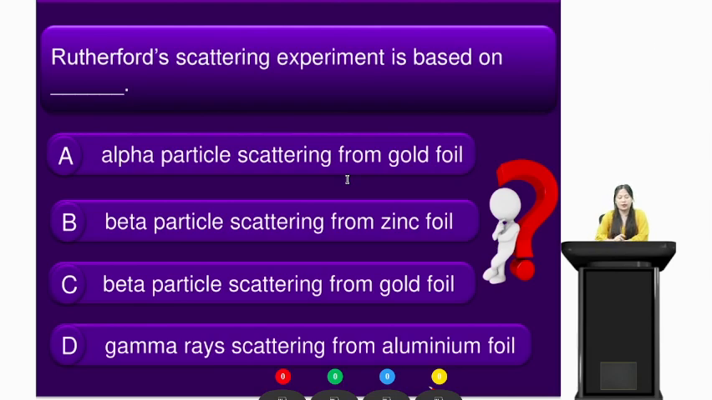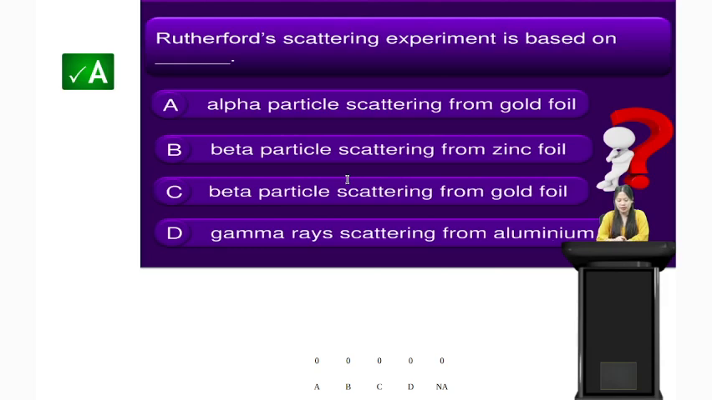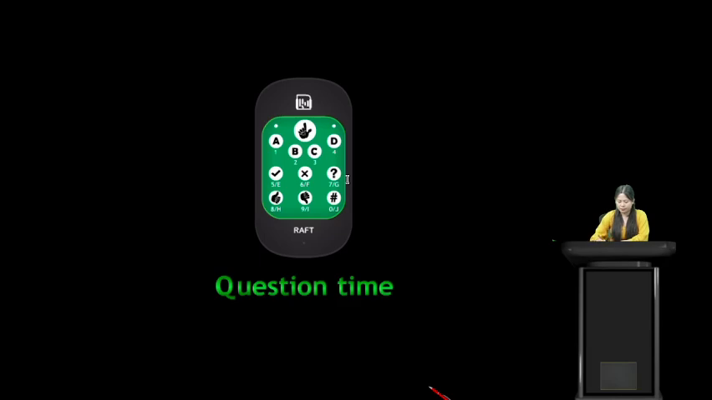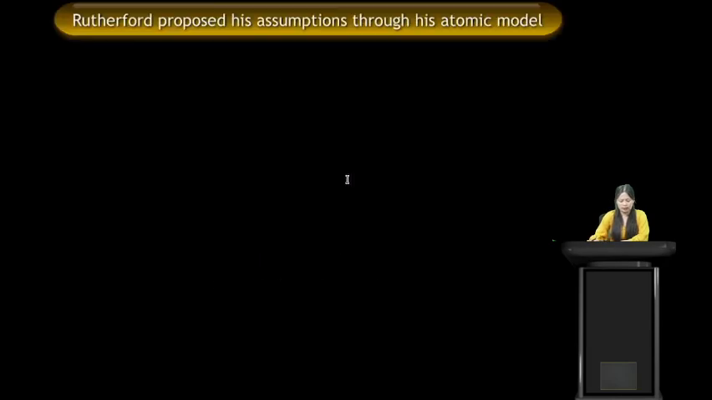Alright students, your time is up, and yes, very good. The correct answer is option A, that is alpha particle scattering from gold foil. Rutherford's scattering experiment is based on alpha particle scattering from gold foil. Alright students, let us proceed.